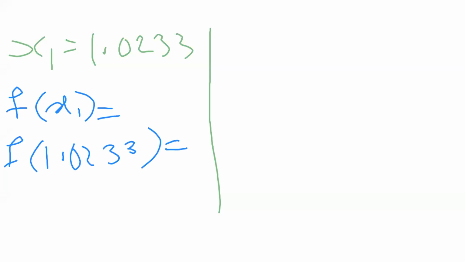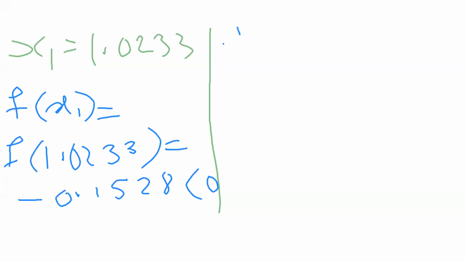f of 1.0233 is equal to minus 0.1528, which is less than 0. Therefore, now we move to the second iteration.